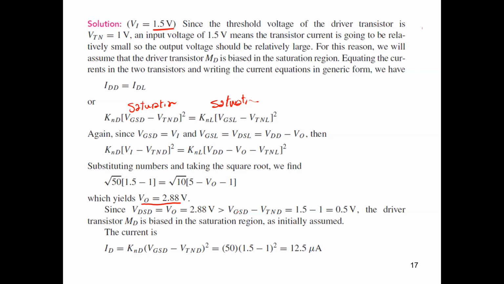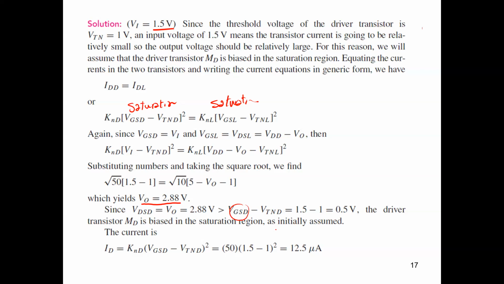Let's calculate it. So VGSD minus VTN, where V gate to source is our input, which is 1.5. It's 1.5 minus 1, so it's 0.5. So since now V drain to source is greater than the value of drain to source saturation, this means our MOSFET is working in saturation mode. So our assumption is correct.